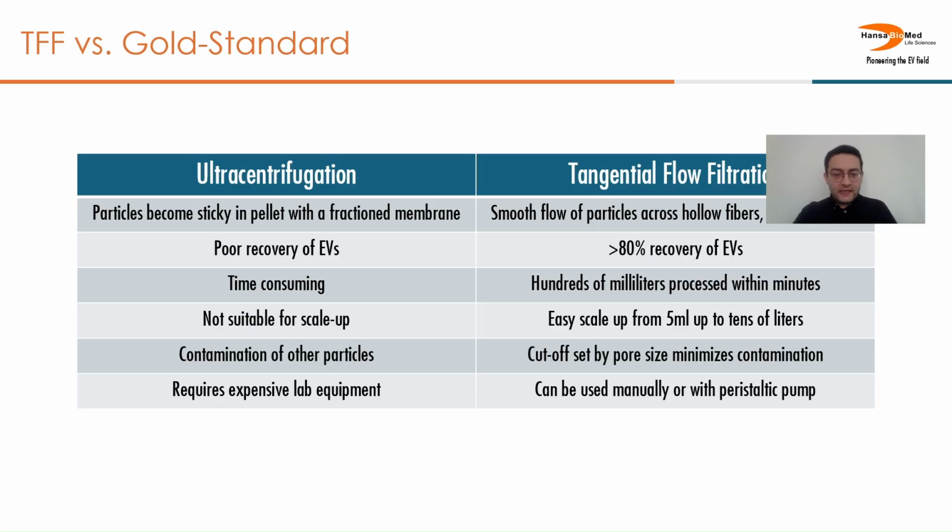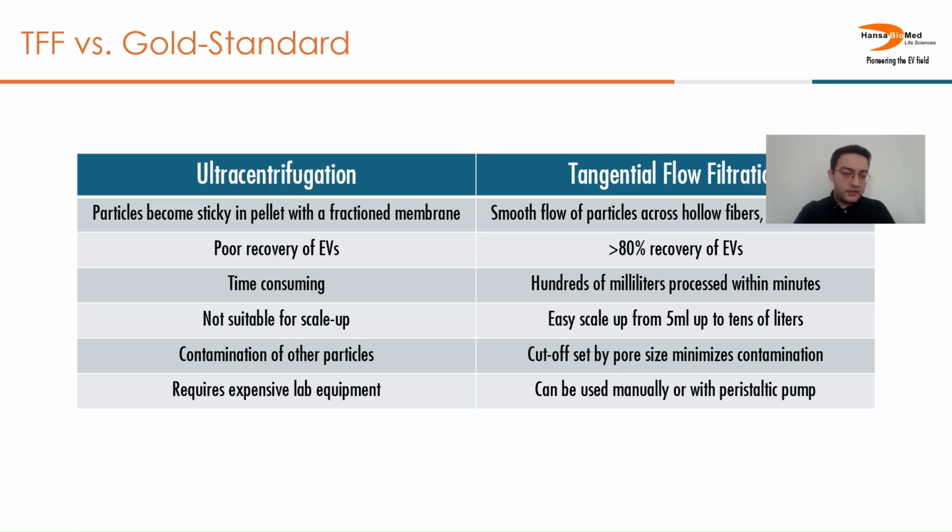And with the help of all these advantages, if you compare it with the gold standard, which is maybe the first step you should do if you are introducing a new method in any field, the comparison drops down to this table, more or less. So first of all, ultracentrifugation results in sticky EVs with fractionated membrane, whereas tangential flow filtration ensures smooth flow of particles across hollow fibers with minimized aggregation.